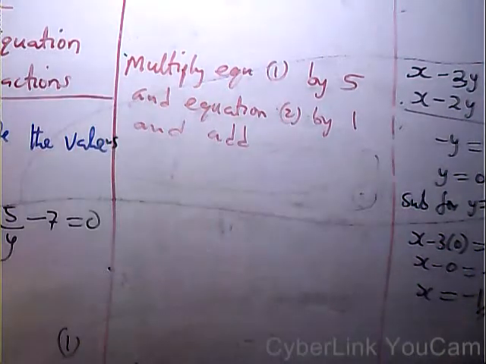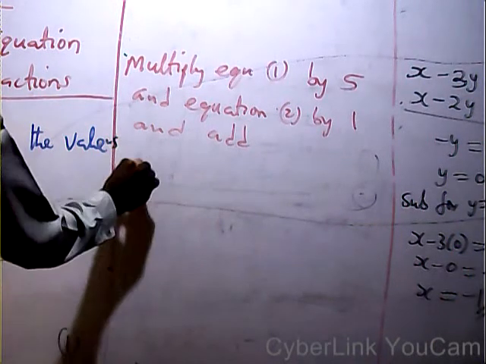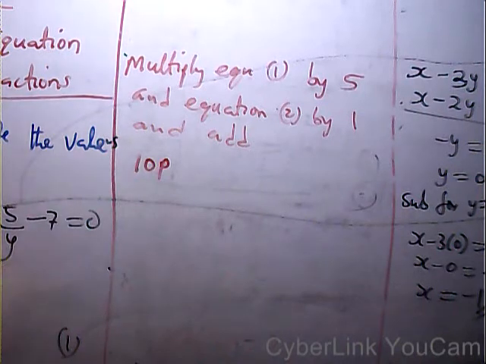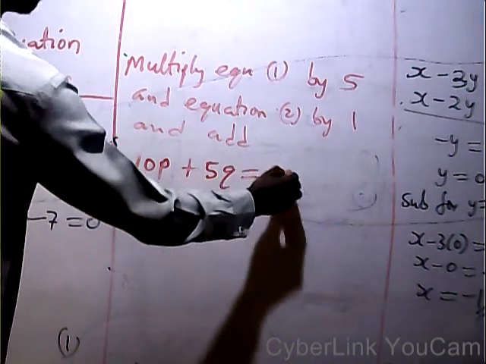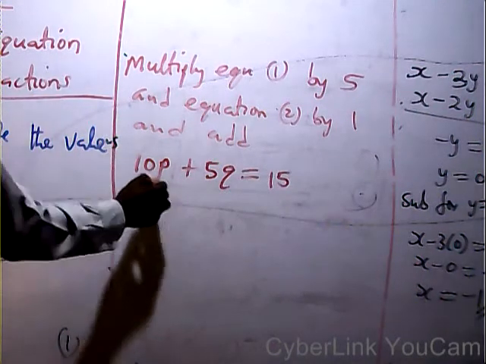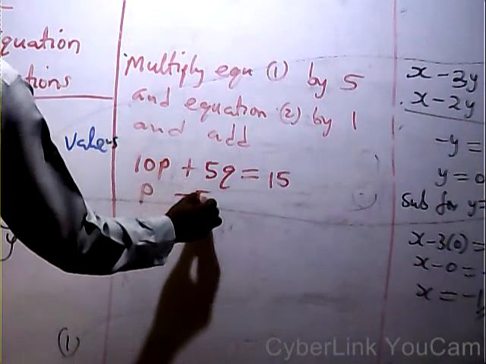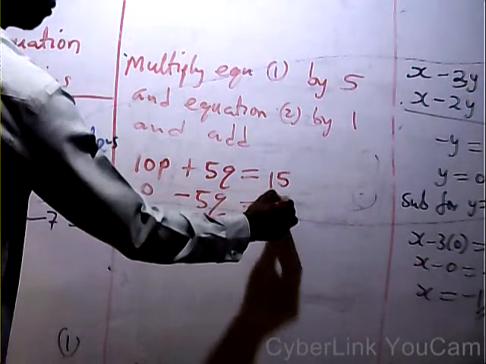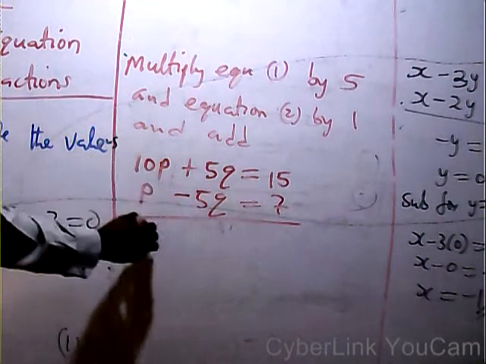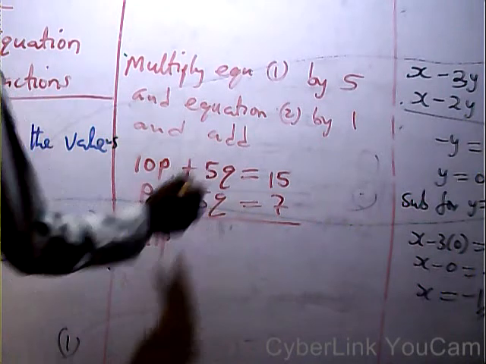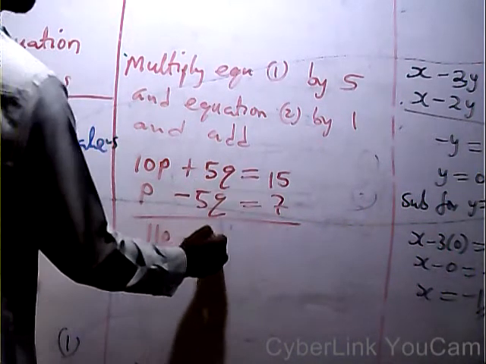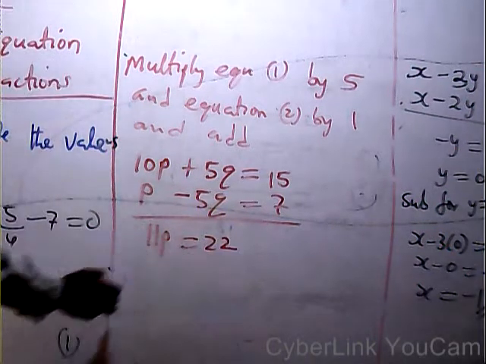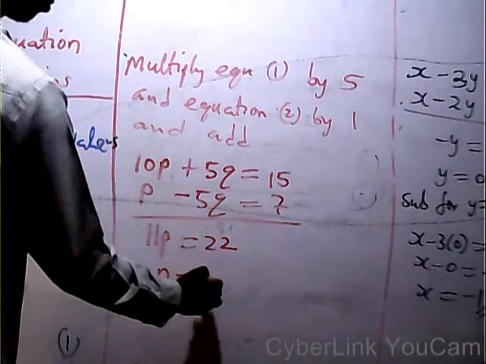If you do that, if I multiply this by 5, I will have, of course, 10p plus 5q is equal to 15. If I multiply this by 1, I will have p minus 5q is equal to 7. If I add them together, this and this will give me 11p, this and this will vanish, and this will be equal to 22. So divide both sides by 11, my p is equal to 2.